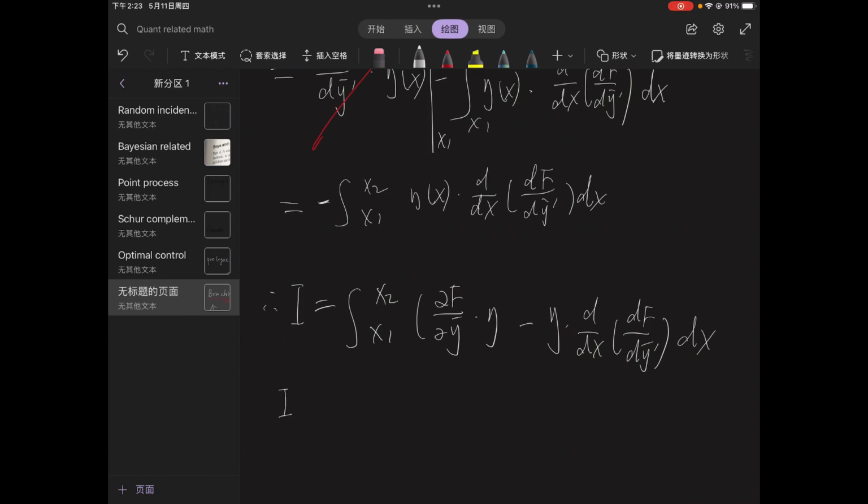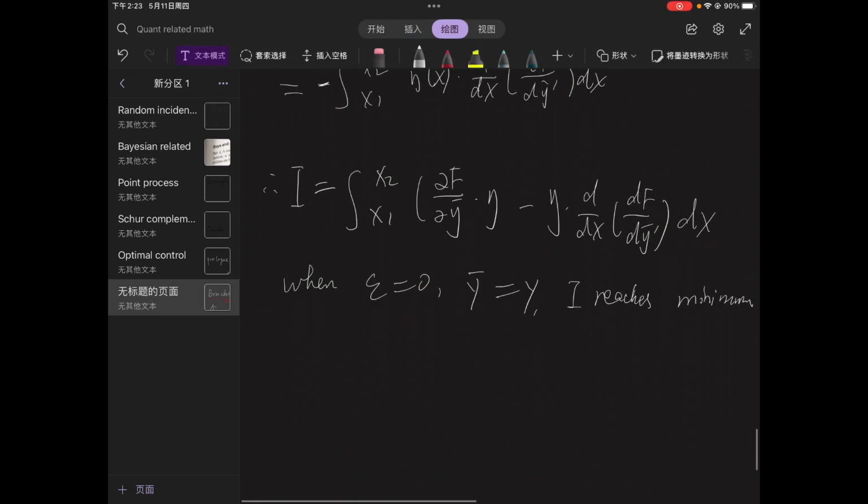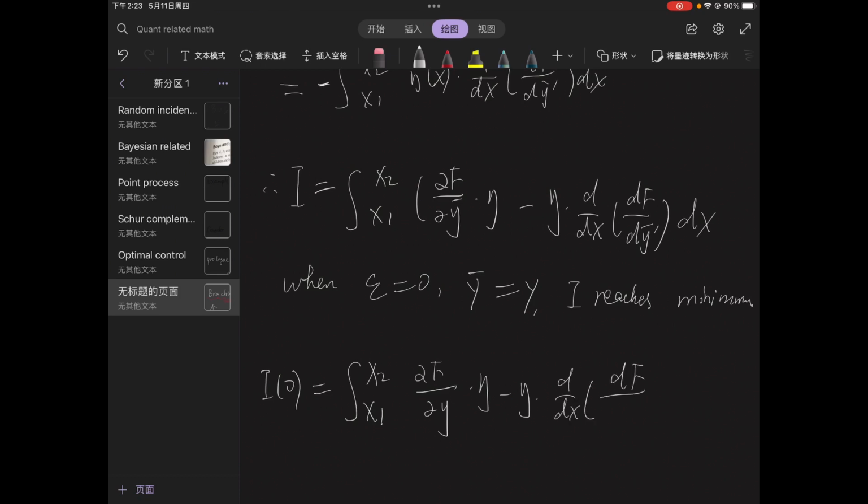And we know that I at 0 is when y bar is equal to y. So let me write it more specifically. So when epsilon equals 0, y bar is equal to y, I reaches a minimum, in which I mean I0 is equal to the integral from x1 to x2 of this partial f partial y, there's no bar, times eta, minus eta times d/dx of ∂f/∂y' dx.